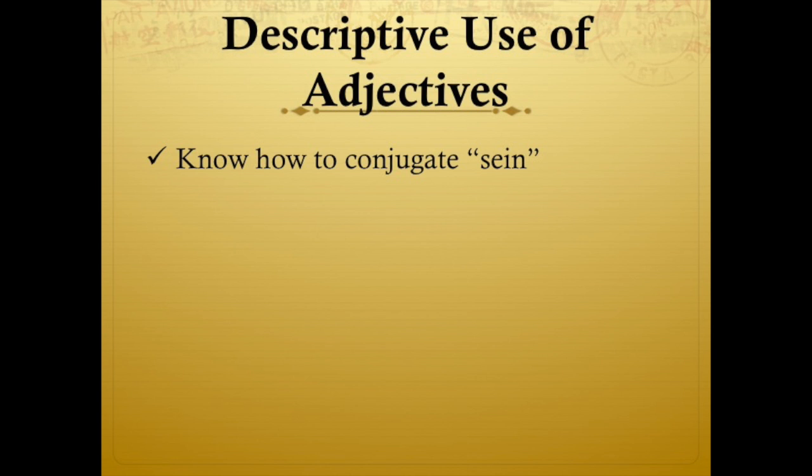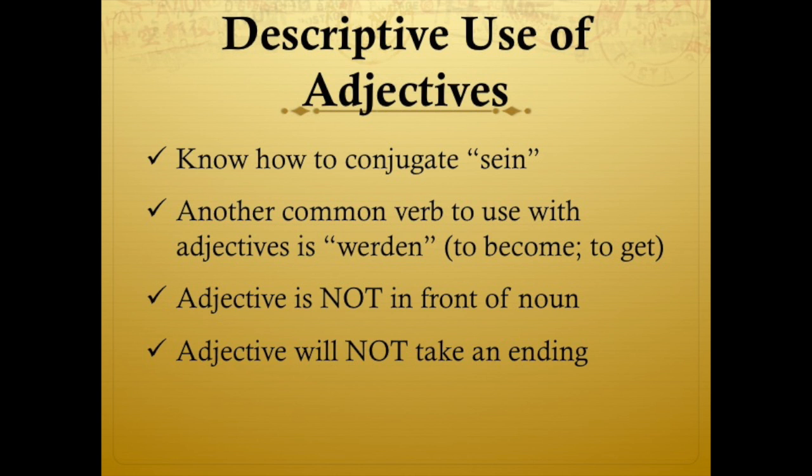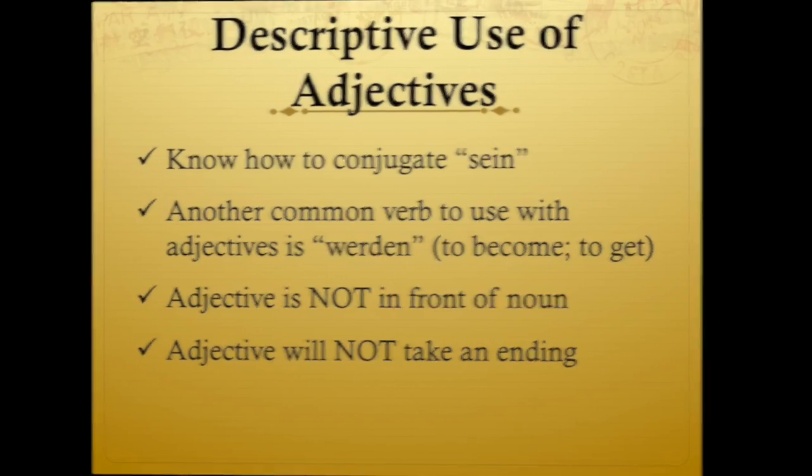Let's summarize this real quick. So you need to know the conjugation of sein if you want to use adjectives descriptively. And another common verb that uses the adjectives descriptively is werden. So you may want to start studying that verb a little more in depth as well. And then just keep in mind that the adjective is not in front of the noun and that the adjective will not take an ending if you use it this way. All right, that's it about the descriptive way of using adjectives in German.